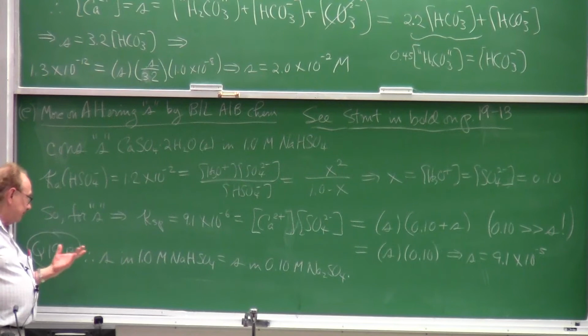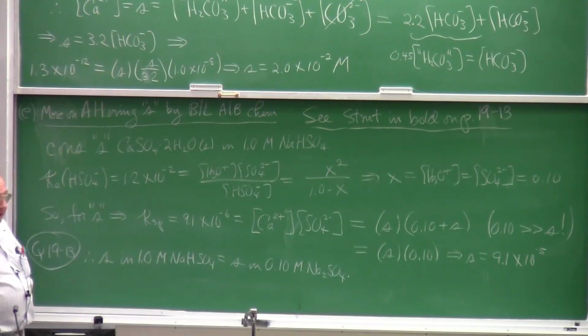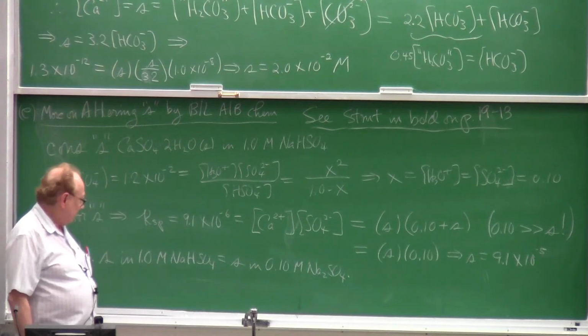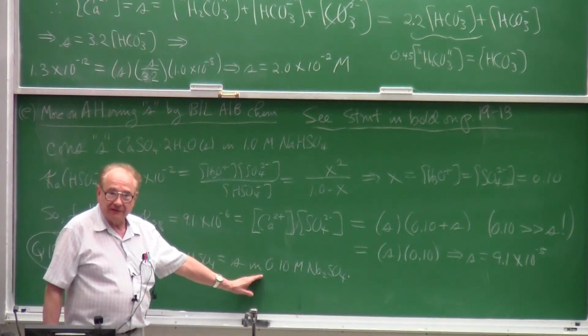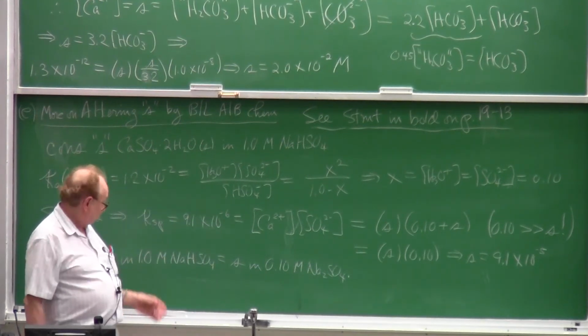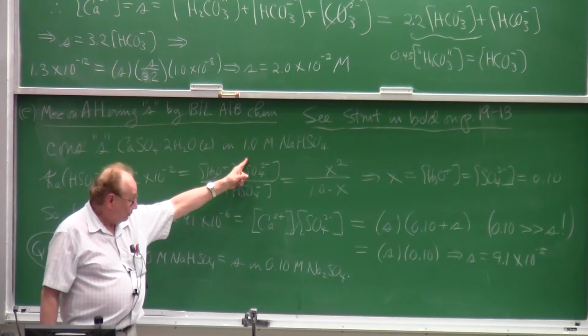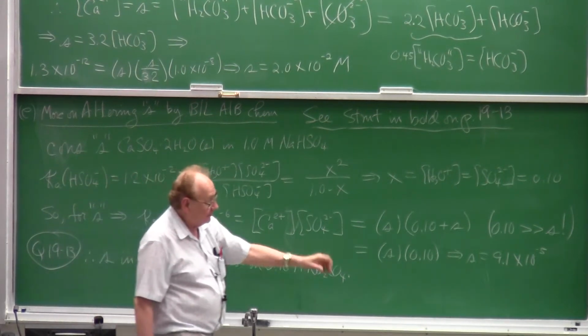Now, question 1913 is asking you if you see then how the solubility of calcium sulfate in our 10th molar sodium sulfate solution is the same as the solubility of calcium sulfate in our sodium hydrogen sulfate solution 1 molar. Same because this solution is also 10th molar in sulfate ion, just like this solution. That's what we just showed.